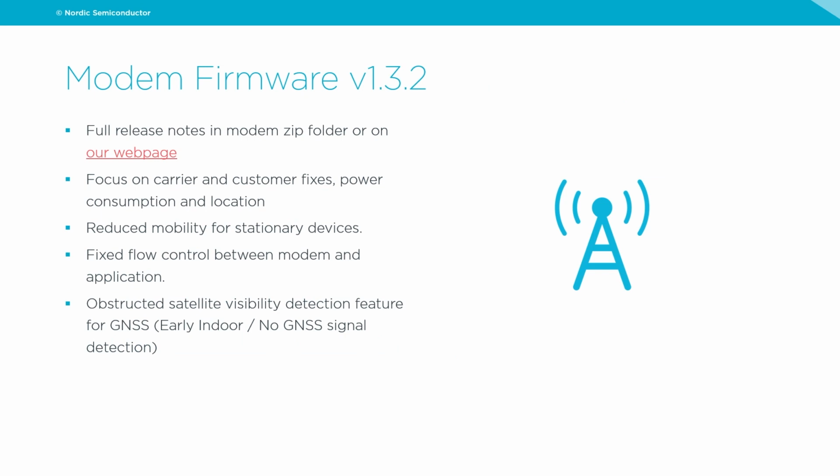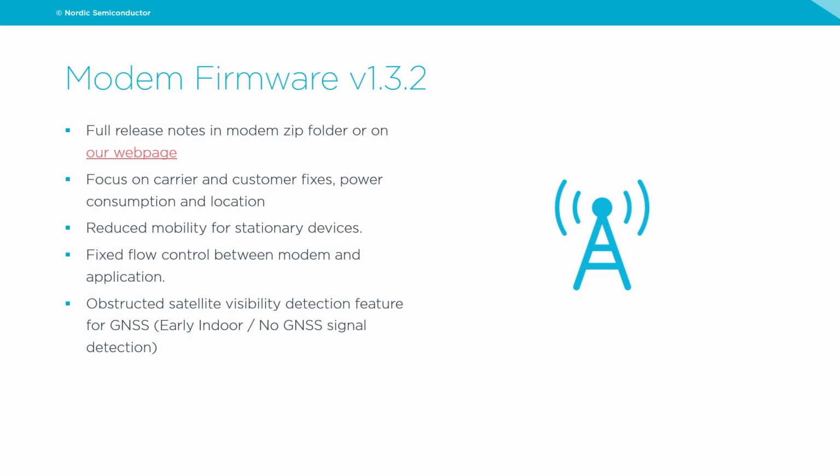So I'll talk a bit about modem firmware version 1.3.2 before we head over to the new features on nRF Connect SDK version 2.0.0. The full release notes can be found inside the modem zip folder, which you can find on our webpage. That's where you can download the modem zip, and in there you can find the full release notes. Focus has been on carrier and customer fixes, power consumption, and also location.